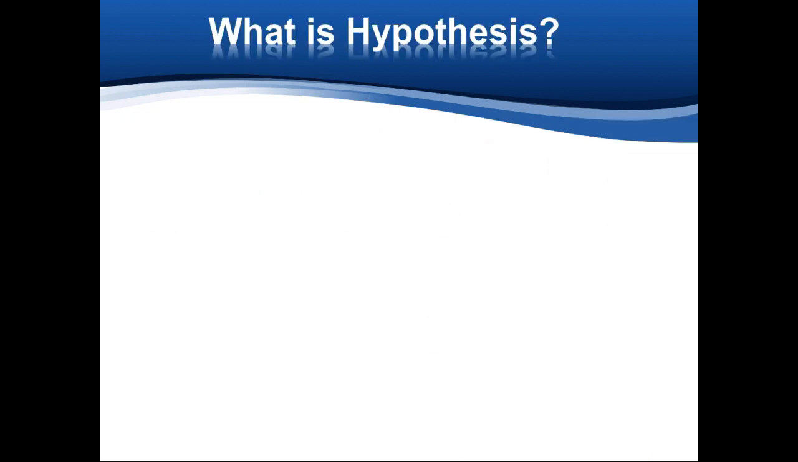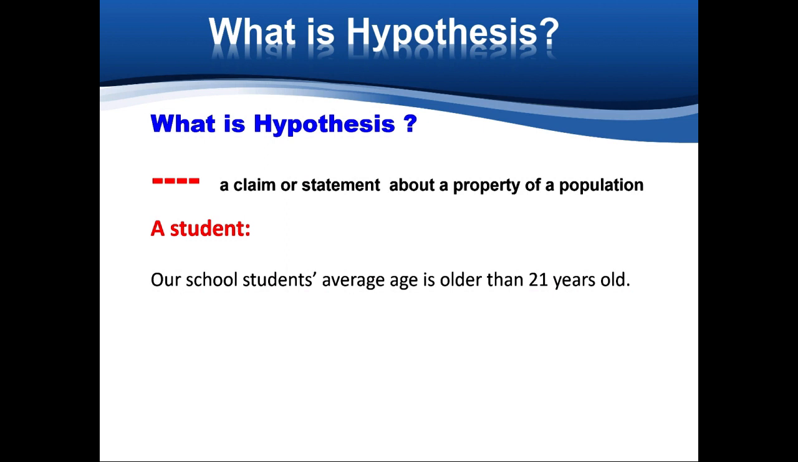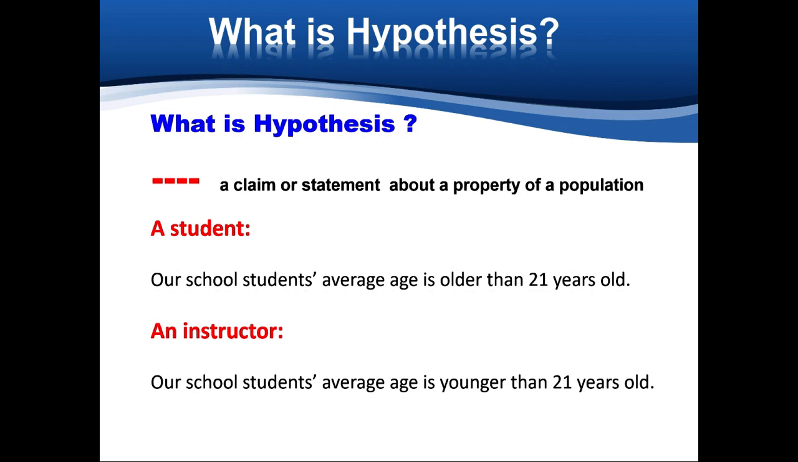Firstly, what is a hypothesis? A hypothesis is a claim or a statement about a property of a population. Different people will have different claims about the population. For example, one student may have a claim that our school student average age is older than 21 years old, versus an instructor may have a claim that our school student average age is younger than 21 years old.